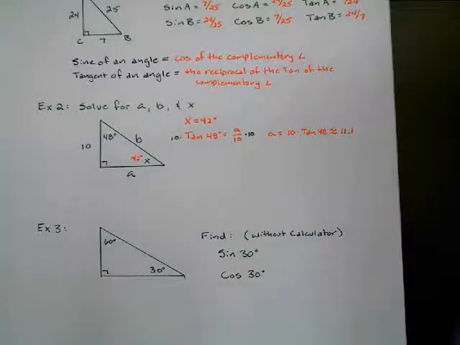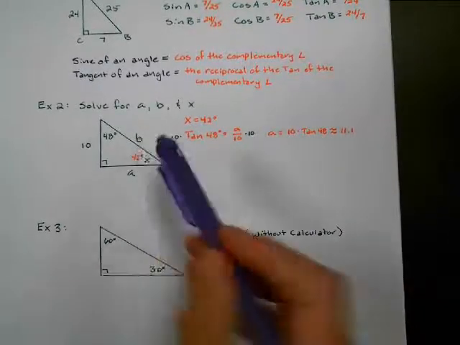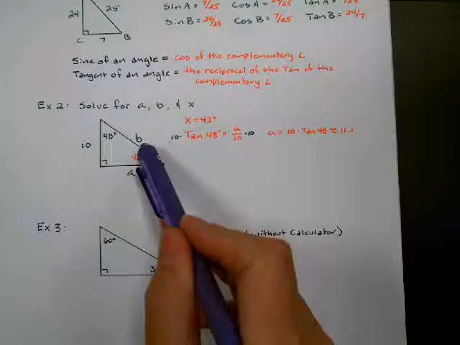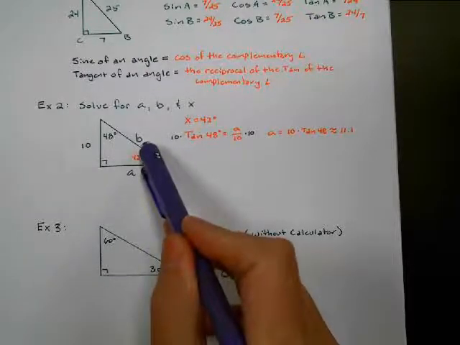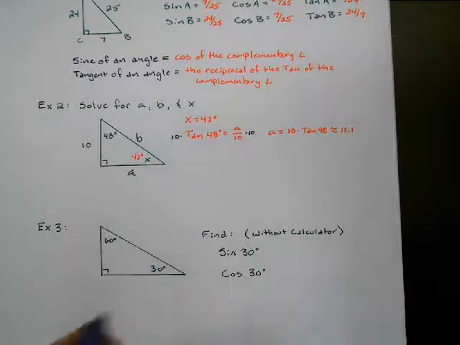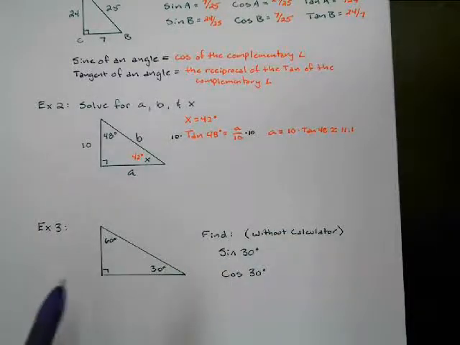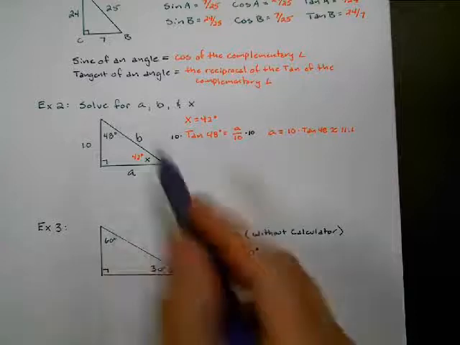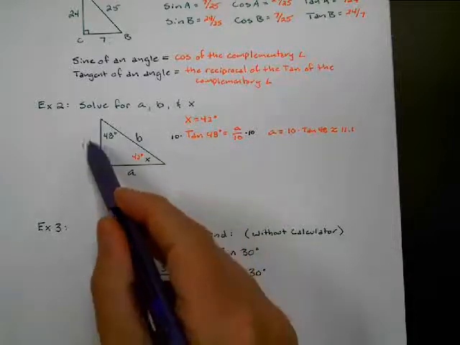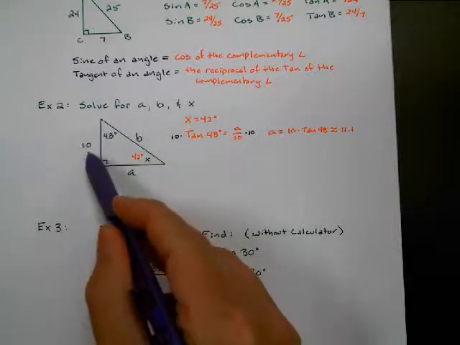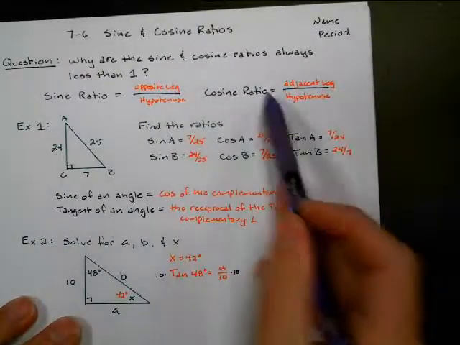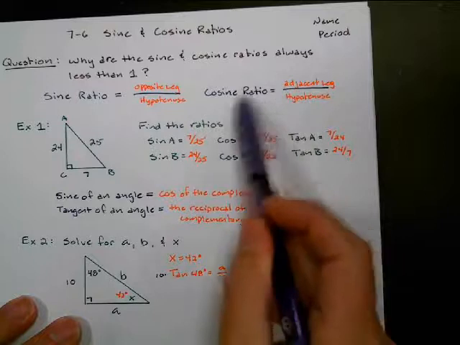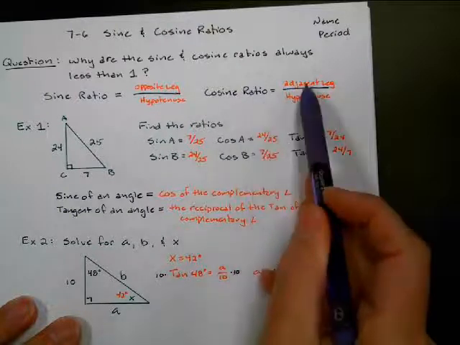All right, now we can do B. B is the hypotenuse. So I can't do tangent because tangent doesn't use the hypotenuse. So I'm going to have to use something else. Let's go ahead and use the 48 degree angle. I've got the adjacent and hypotenuse. So which uses adjacent and hypotenuse? Cosine does. So this must be a cosine problem because I've got adjacent and hypotenuse.